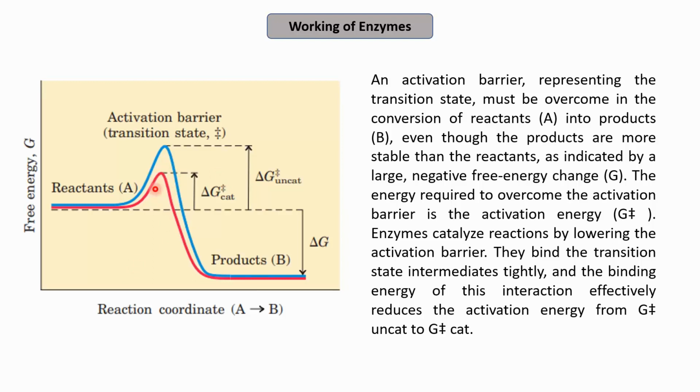So due to these differences in the activation energy barrier that is created by the catalytic reaction, or that is created by the enzymes, there is a rapid conversion of the reactants to the products, and this is how enzymes or a catalyst work. So these enzymes basically work by decreasing the activation energy that is required to convert a reactant into a product.